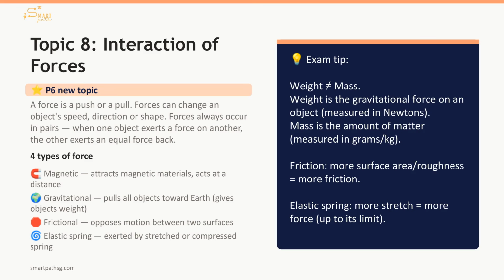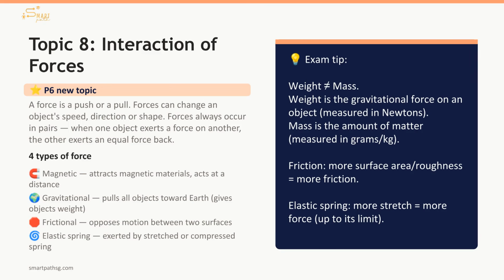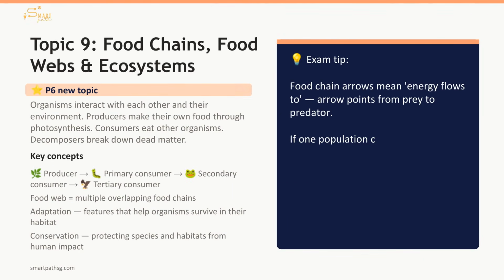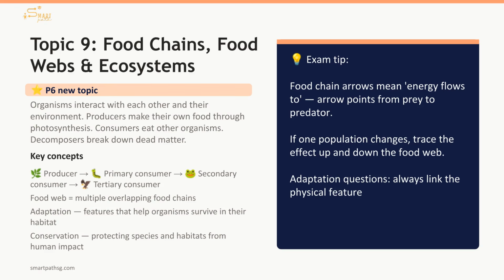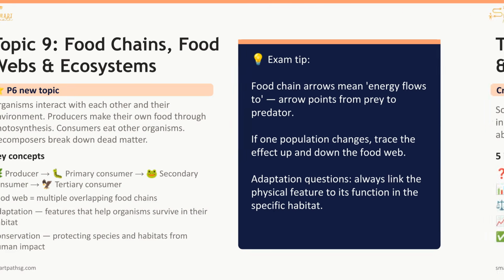Greater surface area or roughness means more friction. More stretch on an elastic spring means more force, up to its limit. Food chains and ecosystems is often tested with scenario questions. Remember, the arrow in a food chain shows energy flow from prey to predator. If the population of one organism changes, you must trace the knock-on effects through the food web. Adaptation questions require linking features to survival function in a habitat.